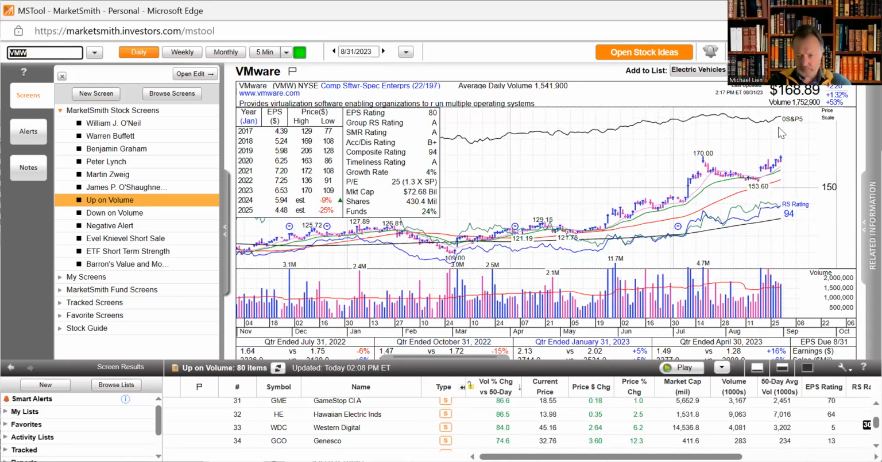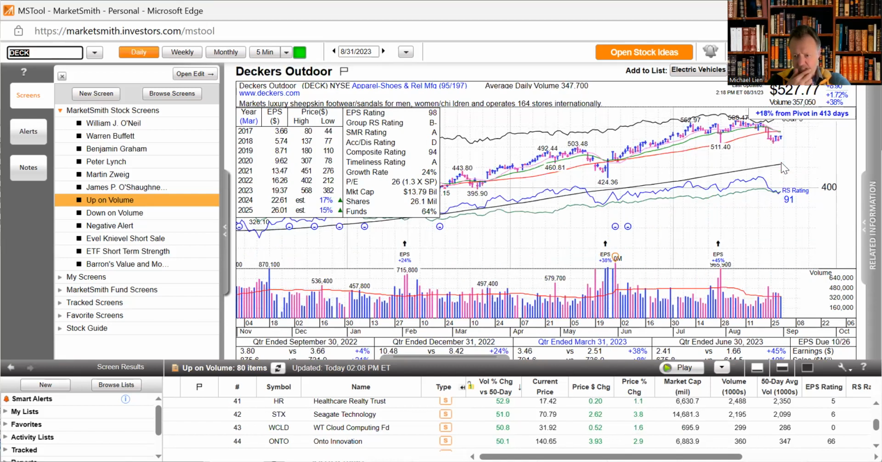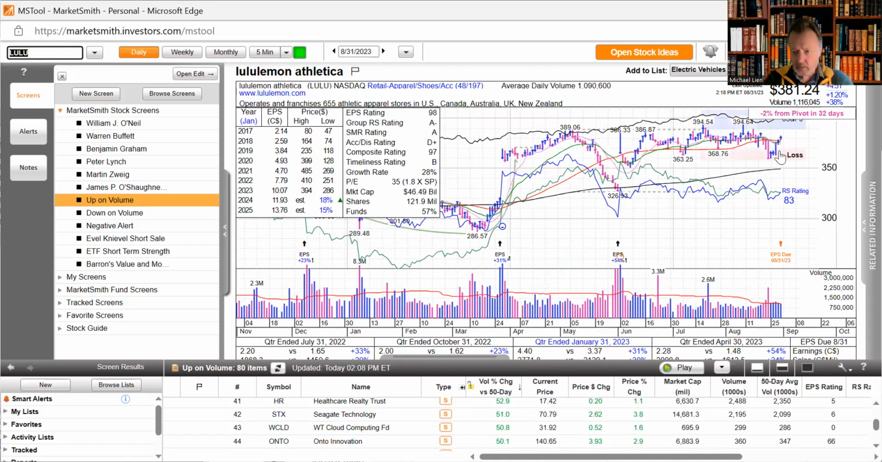VMware continues to work on a base here. Their earnings are expected to come out later today. And Deckers, which makes the Hoka shoes, up slightly today. Lululemon looks like a tiny consolidation. It's moving back above the 50, 10, and 20 day moving averages.